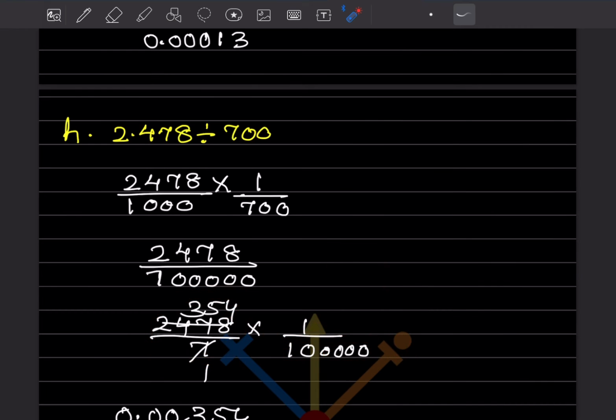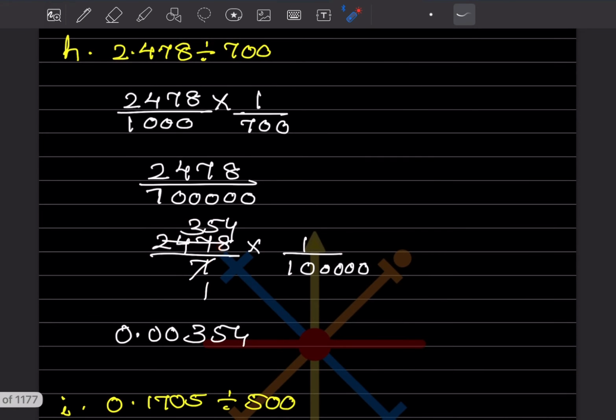So now what will be? 7 ones are 7, 354s are. So 354 divided by this one. So how many zeros we have? 1, 2, 3, 4, 5. 1, 2, 3, 4, 5, and you are going to put a decimal. So it's up to you. You can use any other method also.